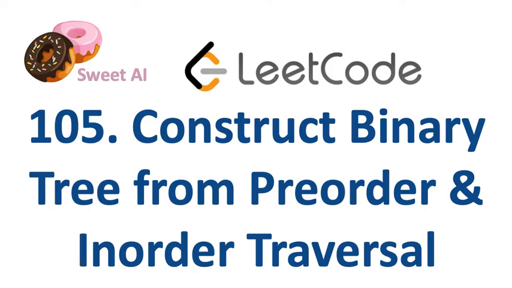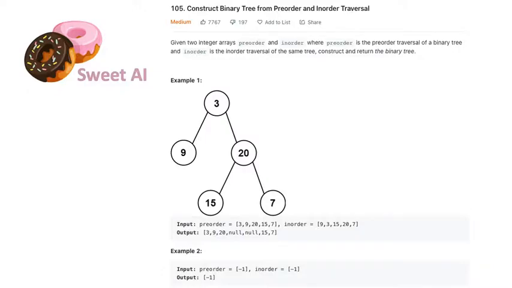Let's solve question 105, Construct Binary Tree from Preorder and Inorder Traversal, from LeetCode. Let's jump to the question. Given two integer arrays, preorder and inorder, where preorder is the preorder traversal of a binary tree and inorder is the inorder traversal of the same tree, construct and return the binary tree.